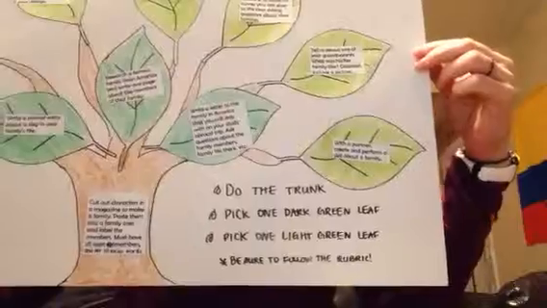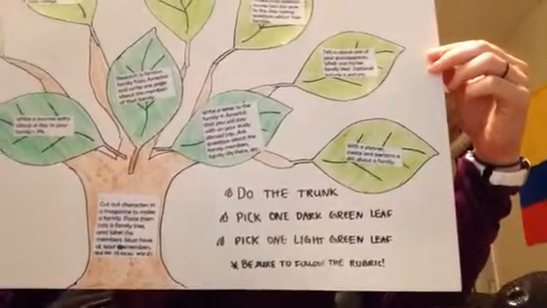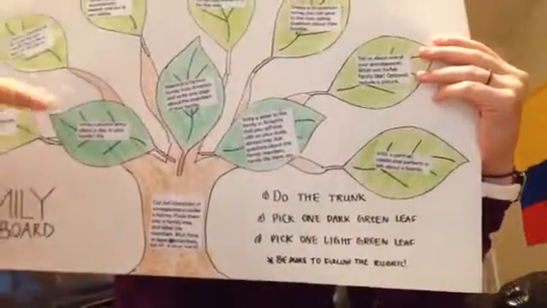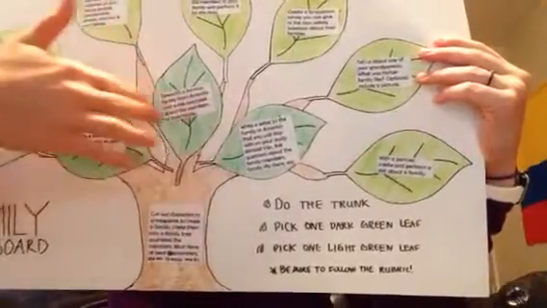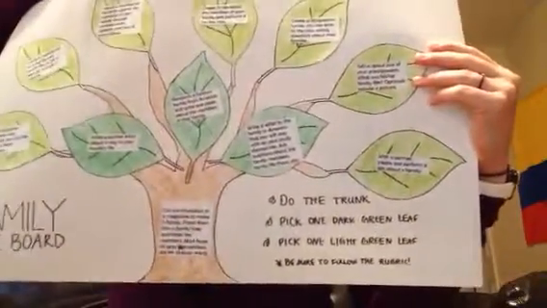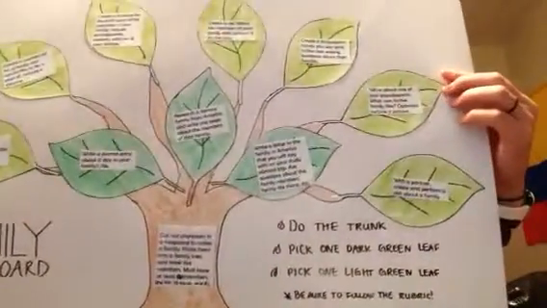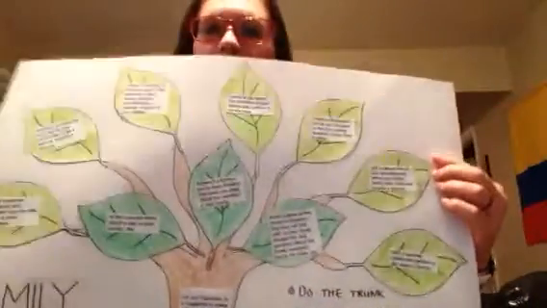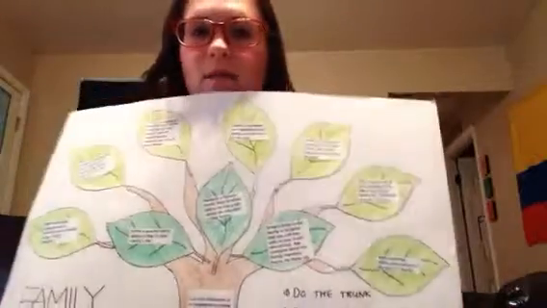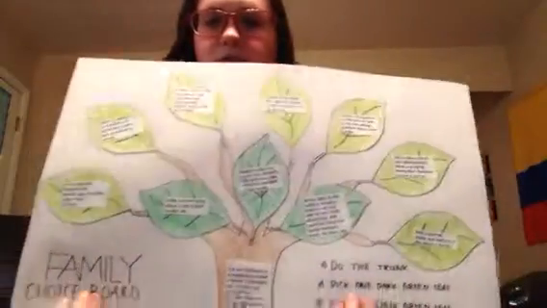Each student will do the activity on the trunk, and then they will have their choice of 3. These are writing assignments, and then they will have their choice of any of the other 7 light green leaves. With these assignments, I wanted to have something that every student would do at the beginning.